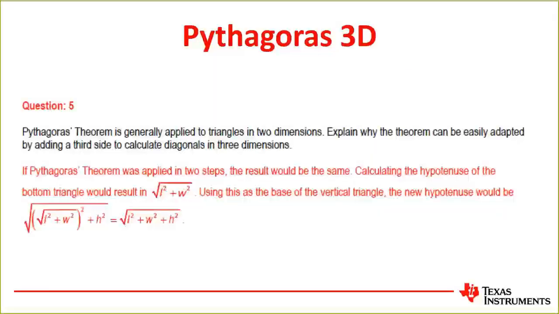And so I've skipped a little bit more of the task. The students are then asked that Pythagoras' theorem is generally applied to triangles in 2 dimensions. Explain why the theorem can be easily adapted by adding a third side to calculate diagonals in 3 dimensions. And so you can either work through this with the students, or the students can show it themselves, is that the new hypotenuse becomes the square root of L squared plus W squared plus H squared.